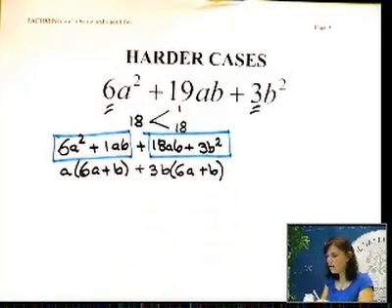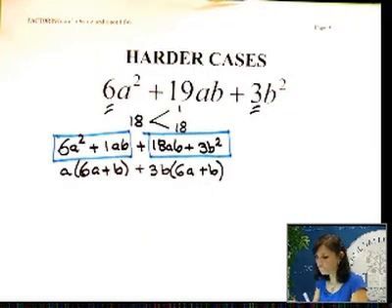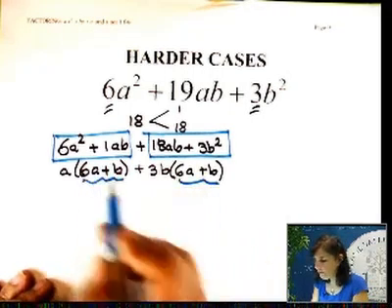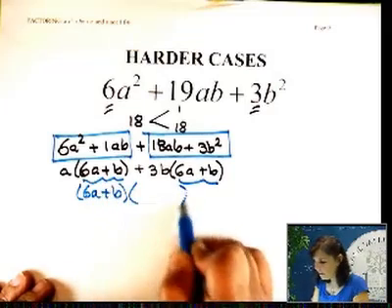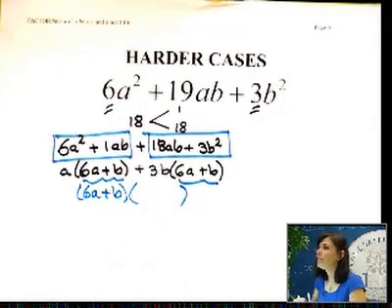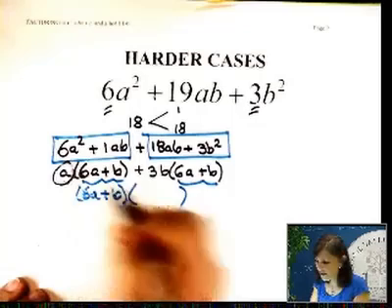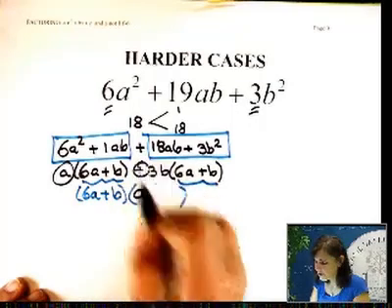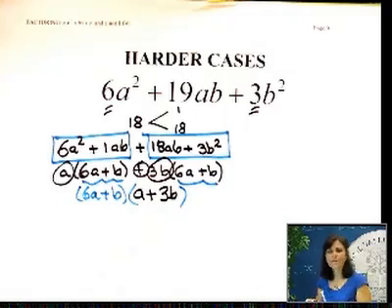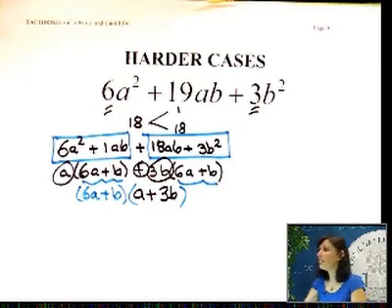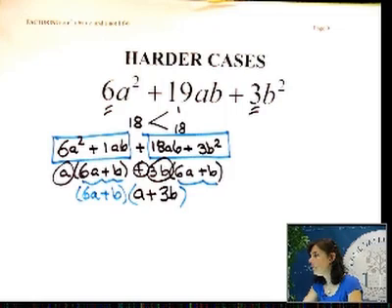And guess what? These two are the same. Pull it out. 6a plus b. What do you have left? You have what's left over, a plus 3b. You see it? Okay, so you can have really harder cases, but they are all done the same way. Okay? All right.